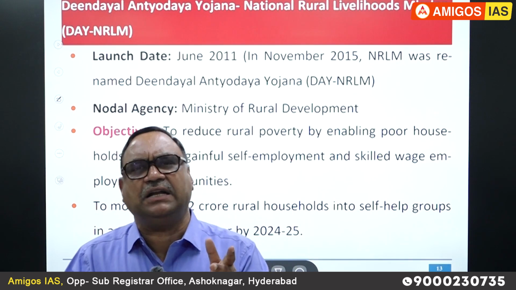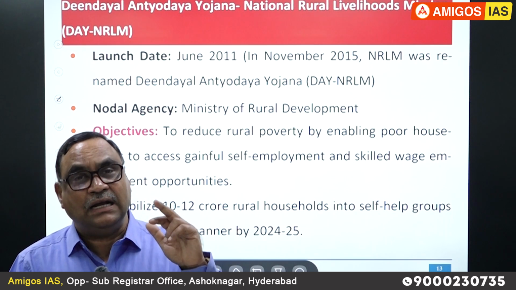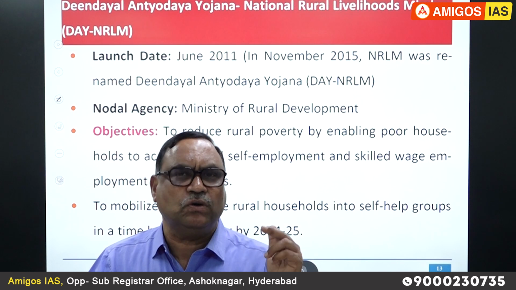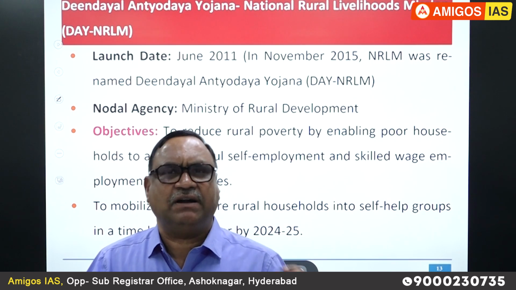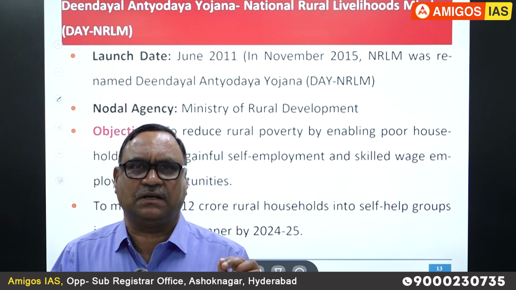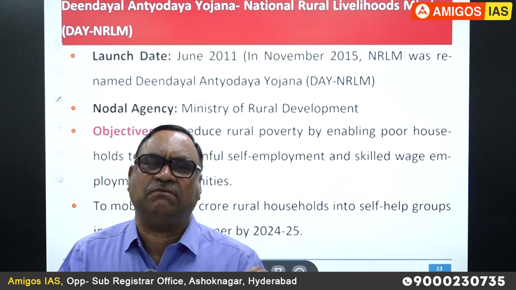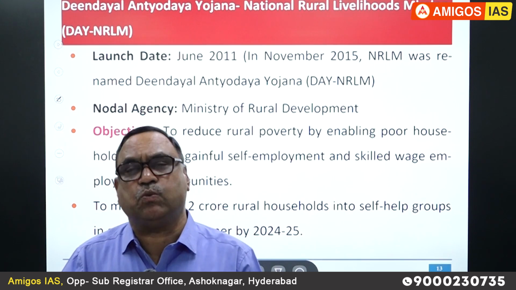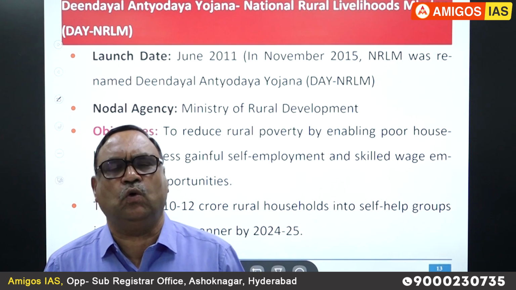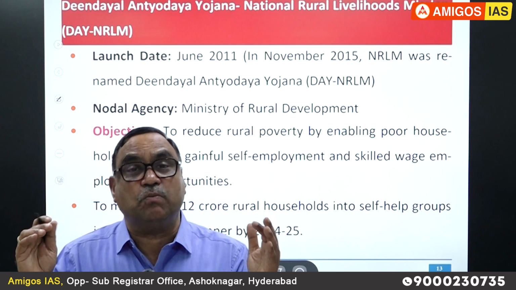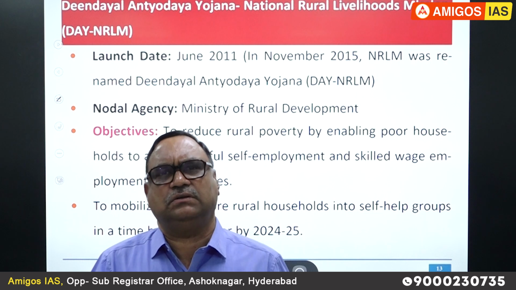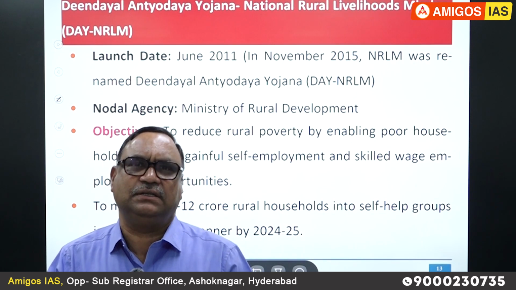So the difference between IRDP and SGSY was, under IRDP, benefit was directly provided to the poor households. So they adopted a target group approach. The target group was poor households or the people below the poverty line. But under SGSY, the benefit is not exactly provided to the individual household, but to the group of persons who are part of the self-help groups. So SGSY continued till 2011.